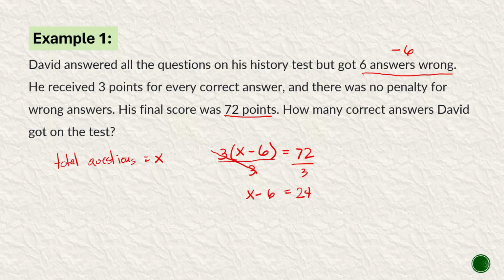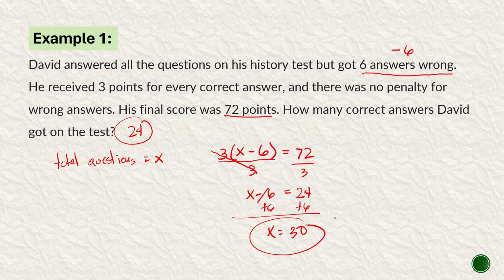Okay, and that's the answer. X minus 6 is represented by the number of correct answers of David. So it's equal to 24. So the answer here is 24. But if you're curious about the total number of questions, what I'm going to do is I will add 6 on both sides. There you go. There are 30 questions on the test and 24 questions David got right. Okay.